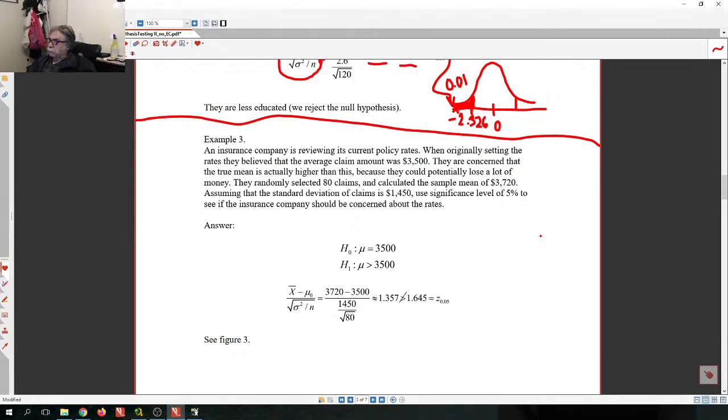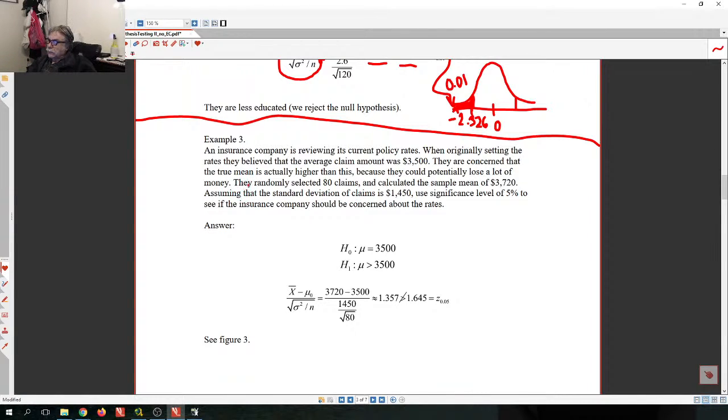Let's go one more. Insurance companies reviewing current policy rates. The original setting for the charge of a premium was because the average claim for that particular insurance was $3,500. So I don't know, that could be a car accident or something else. They are concerned that it actually went higher. So they probably are going to lose a lot of money if they don't increase the premium, right? So they're going to increase the premium, but they can't just do it, whatever they think, because there's competition. So they need to figure out what is economically okay for them in the business sense, right?